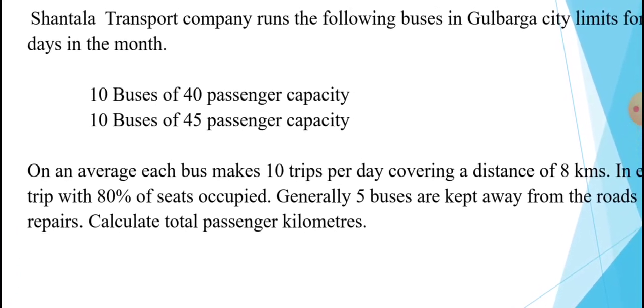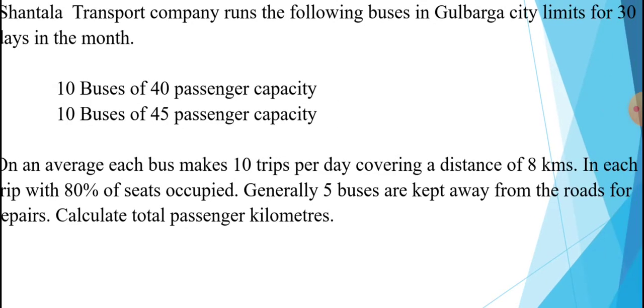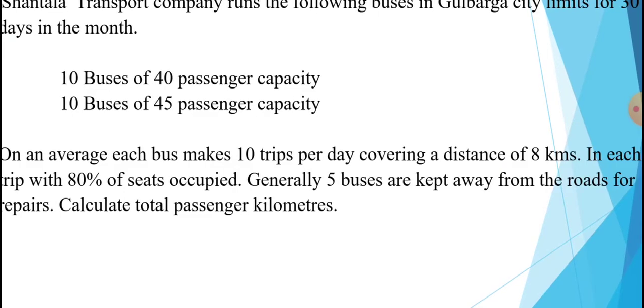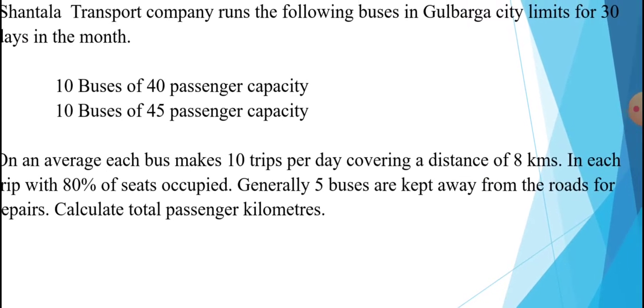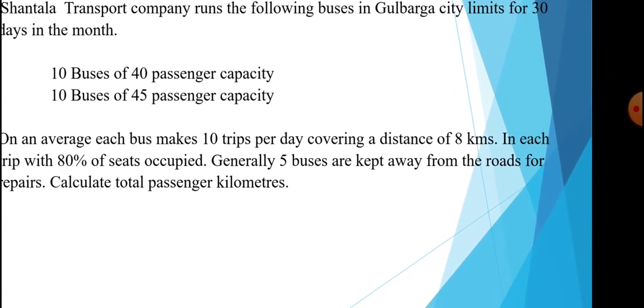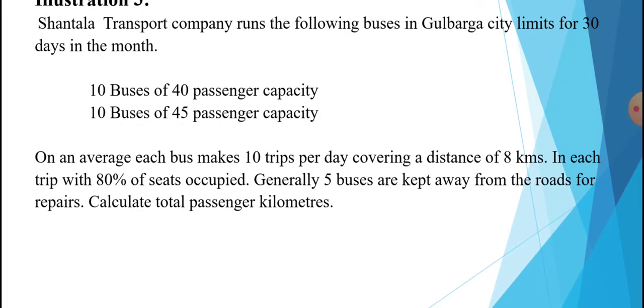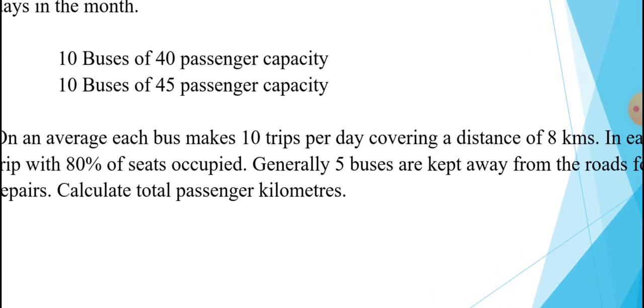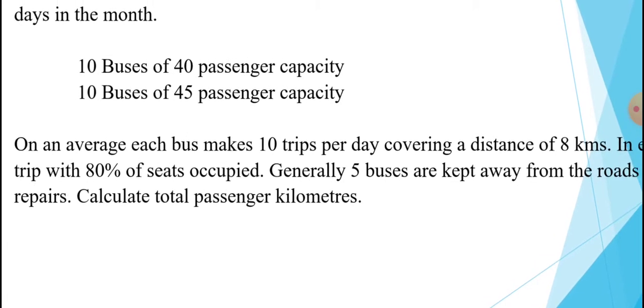On an average each bus makes 10 trips per day covering a distance of 8 kilometers. See here they have given covering a distance of 8 kilometers, so total distance is only 8. So we have to take only 8 kilometers and the number of trips is 10 only. In each trip with 80% of seats occupied, capacity utilized is 80%. Generally 5 buses are kept away from the roads for repairs. Calculate the total passenger kilometers. So here we have to calculate only the total passenger kilometers.